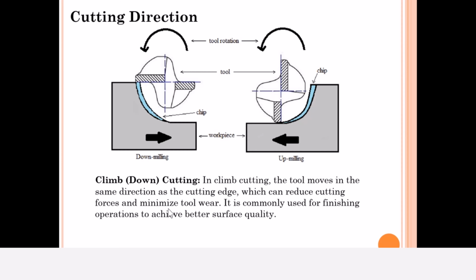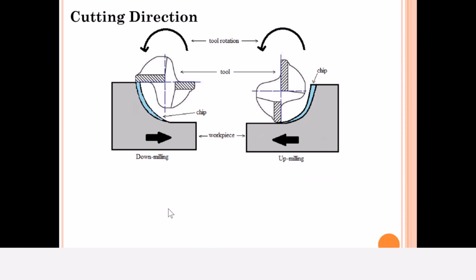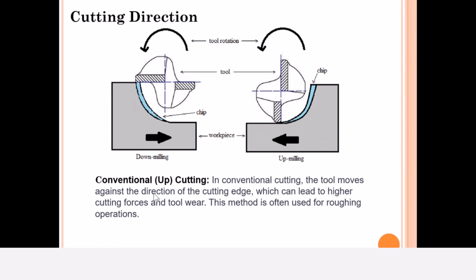Okay, so what about this one? This is the conventional cutting. Conventional cutting means that the tool moves against the direction of the cutting edge, which can lead to higher cutting force and tool wear. This method is often used for roughing operations. You're going to see that we start from the minimum chip thickness and then reach the maximum chip thickness, and we start from the minimum cutting force to reach the maximum cutting force.